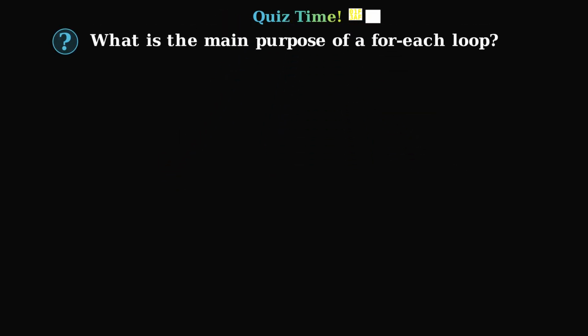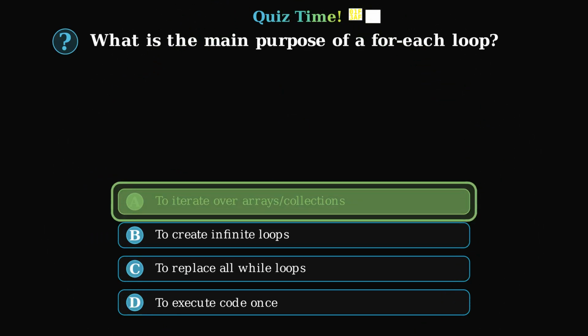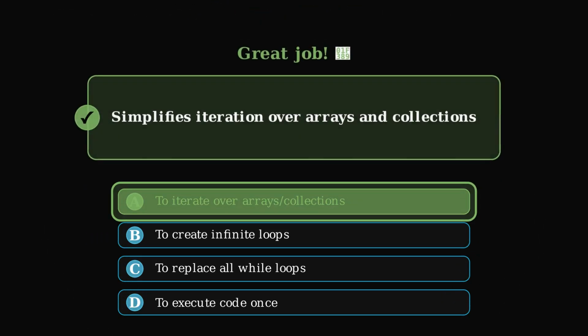Quiz time. Test your understanding. What is the main purpose of a for each loop? Which one is correct? The correct answer is simplifies iteration over arrays and collections.